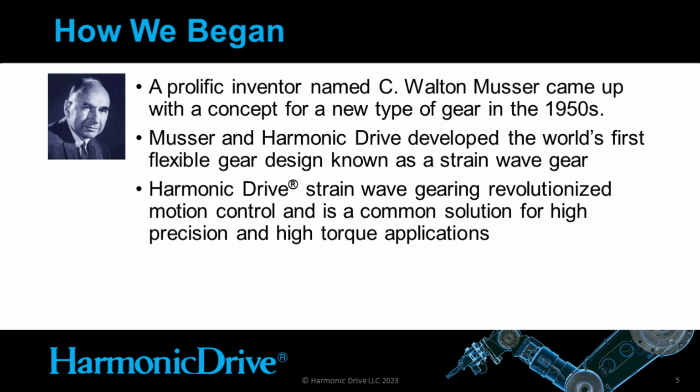How did we begin? Harmonic Drive began with an inventor named C. Walton Musser, who came up with a concept for a new type of gear in the 1950s. Musser and Harmonic Drive developed the world's first flexible gear design, known as a strain wave gear. This design uses flexible mechanics compared to rigid mechanics. Harmonic Drive strain wave gearing revolutionized motion control and is a common solution for high precision and high torque applications.